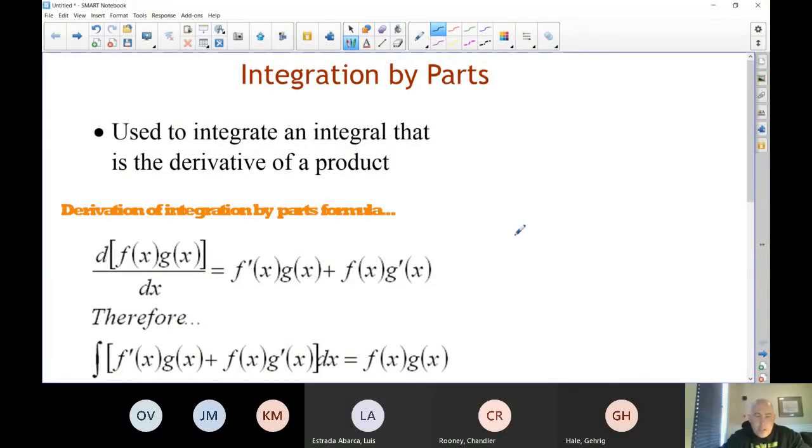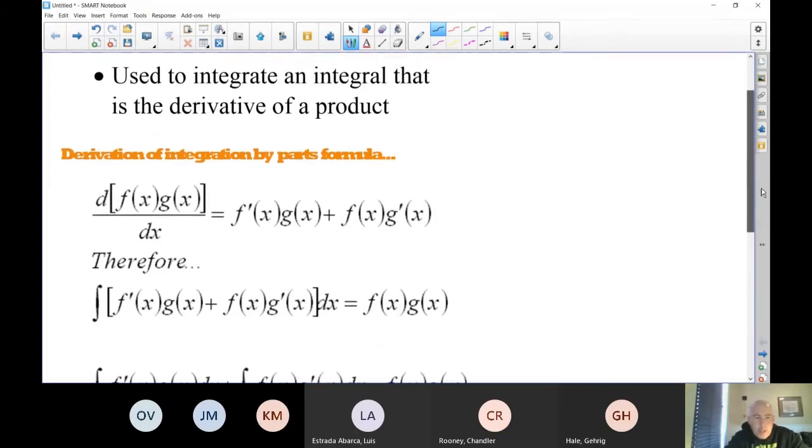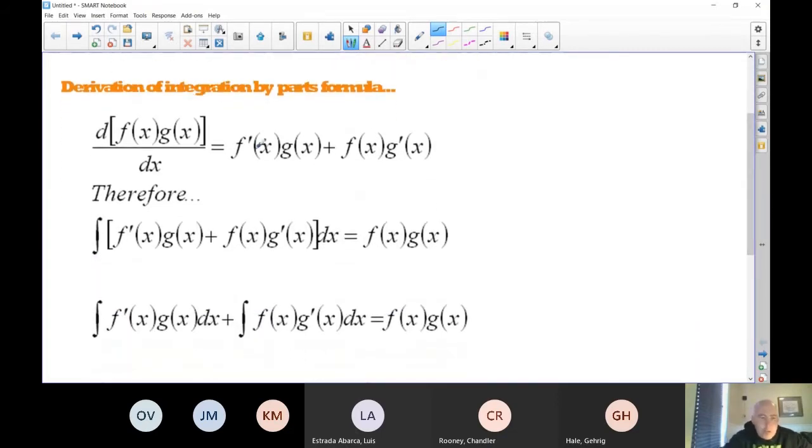Strategy is called integration by parts. It is basically an integral strategy that you can use to undo derivatives that are created by products. So for example, just to refresh your memory, let's suppose I just wanted to get the derivative of f of x multiplied by g of x.